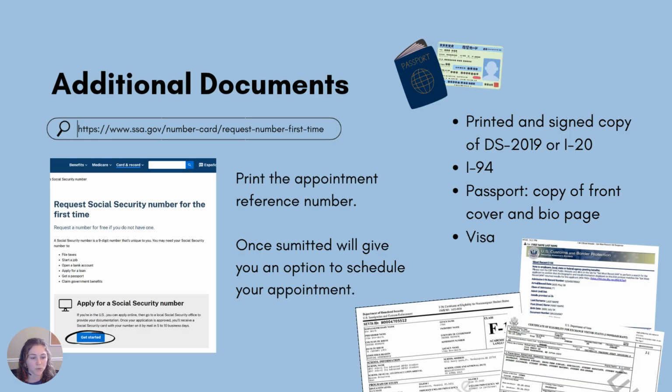You'll need to have that printed and have the physical copy with you when you go for your appointment. And then after that, the website will also give you the option to schedule your appointment. So if you're ready to book your appointment, then I recommend just going ahead with finding a date that works for you and booking your SSN appointment there.